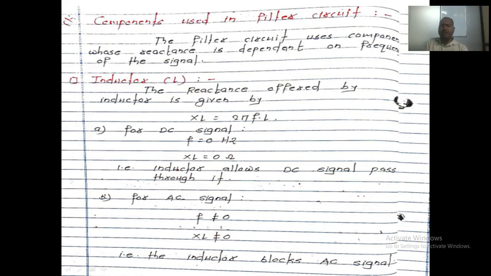The filter circuit uses components whose reactance depends on the frequency of the signal. See, in a filter circuit we use two components, inductor and capacitor. These are the components whose reactance depends on the value of the frequency of the signal, meaning it varies with the frequency of the signal. So we have to analyze the inductor by applying a particular AC as well as DC voltage.